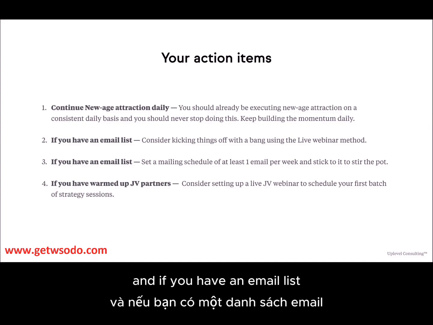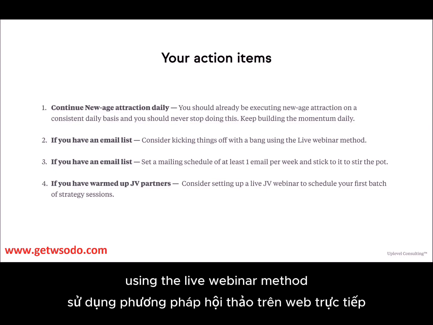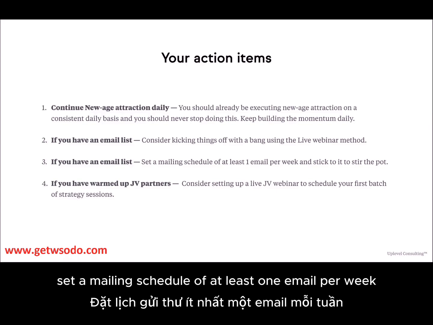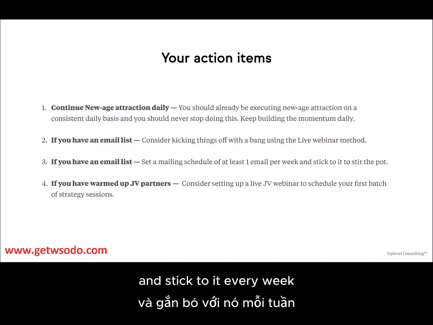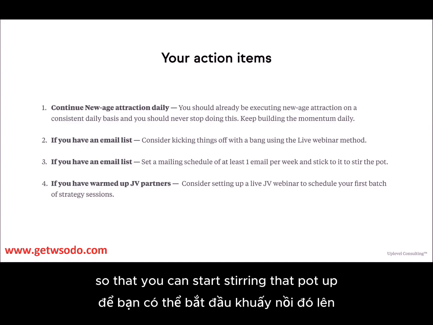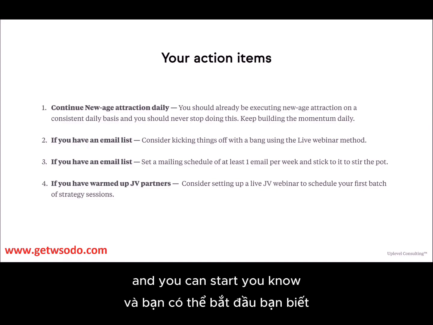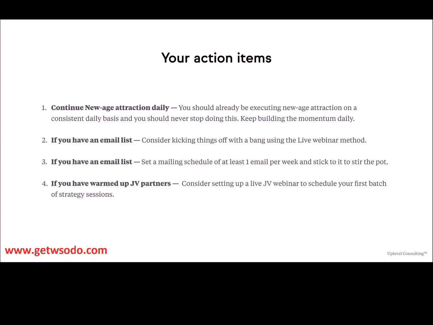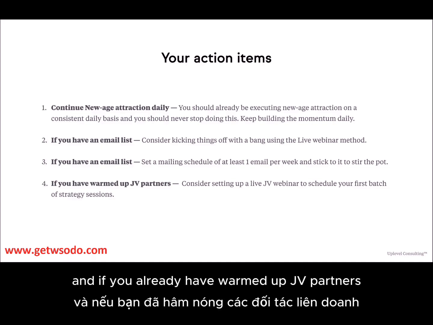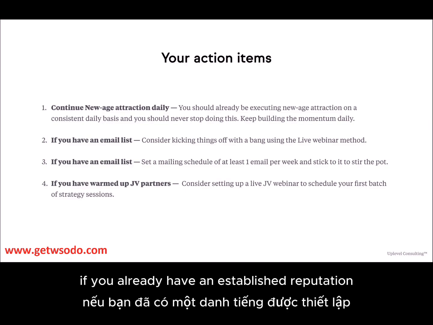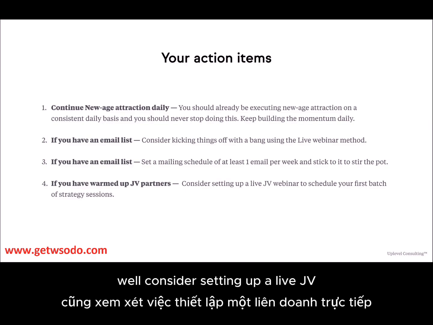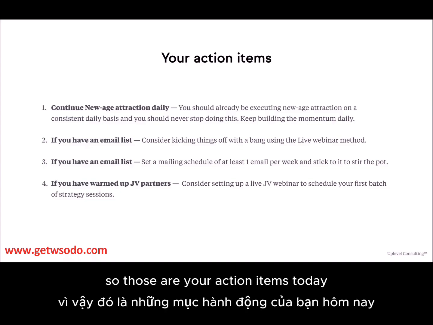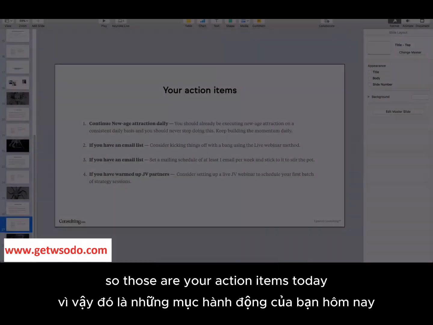And if you have an email list, consider kicking things off with a bang using the live webinar method. And if you have an email list, set a mailing schedule of at least 1 email per week and stick to it every week so that you can start stirring that pot up and really warming your market up and getting to that top of mind awareness level with your market. And if you already have warmed up JV partners, if you already have an established reputation, consider setting up a live JV webinar to schedule your first batch of strategy sessions. So those are your action items today.